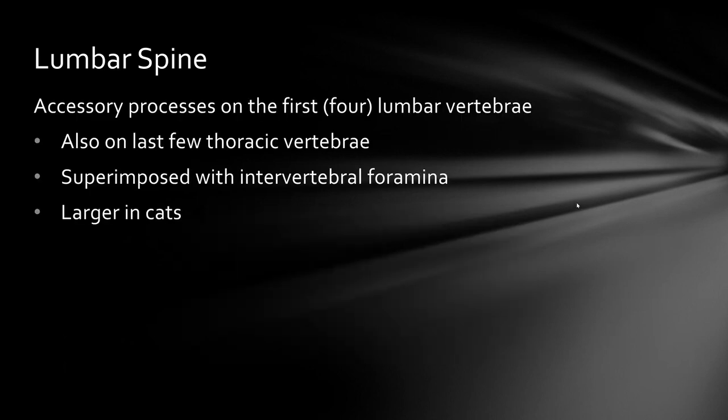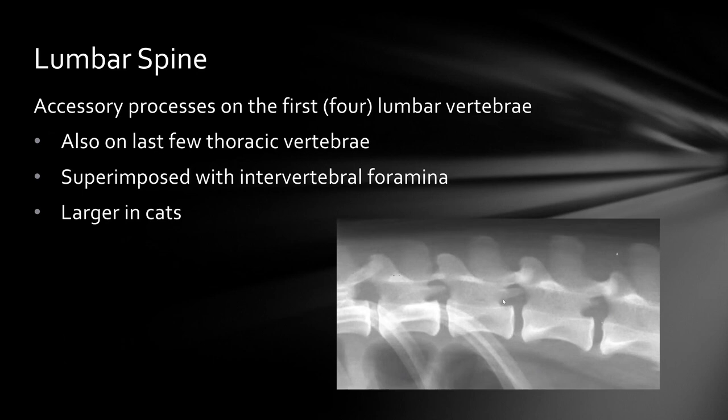There are some other processes. There are so-called accessory processes that are present on the first lumbar vertebrae. Some references say the first four. I don't know that I always see them that well on radiographs, though. They're also present on the last few thoracic vertebrae, but are hidden by the ribs on those. They can become clinically important because they are superimposed with the intervertebral foramina, and they're very large in cats.